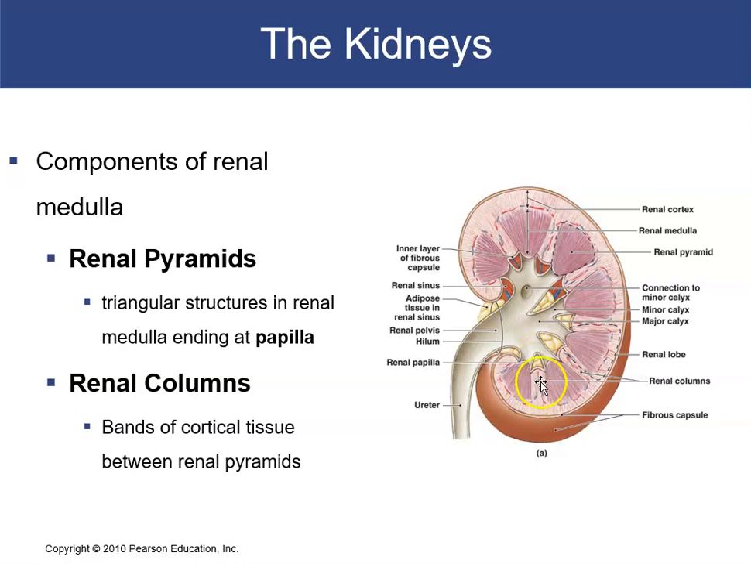Between the renal pyramids, you see an extension of the light pink renal cortex. This is known as the renal columns. They are bands of cortical tissue that extend down from the renal cortex and separate each of these renal pyramids.